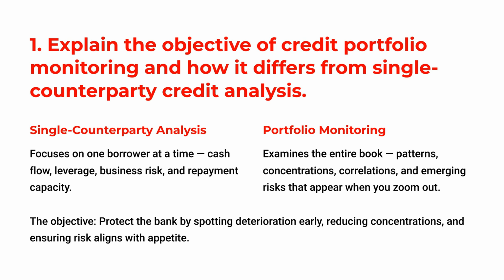Explain the objective of credit portfolio monitoring and how it differs from single counterparty credit analysis. Single counterparty analysis focuses on one borrower at a time, its cash flow, leverage, business risk, and repayment capacity. Portfolio monitoring looks at the entire book, not just individual names. You want to see patterns, concentrations, correlations, and emerging risks that only appear when you zoom out. The objective is simple: protect the bank by spotting deterioration early, reducing concentrations, and ensuring risk is aligned with appetite.